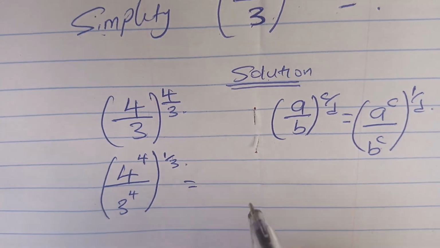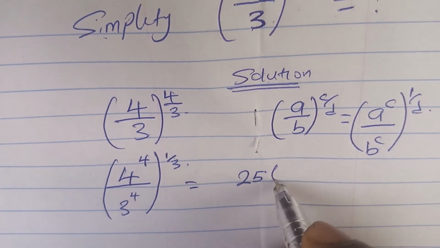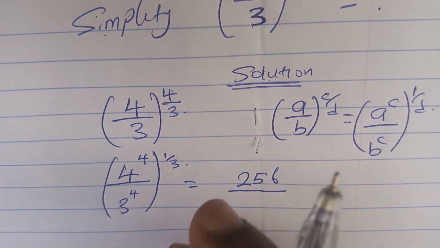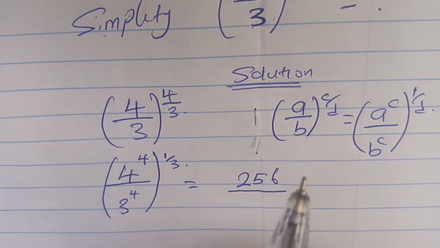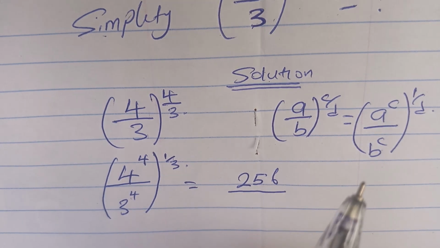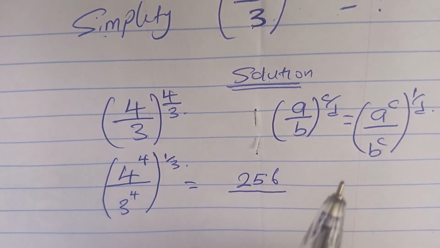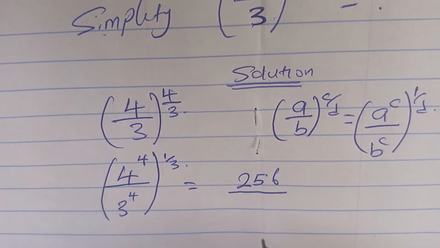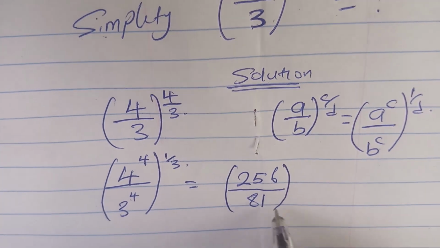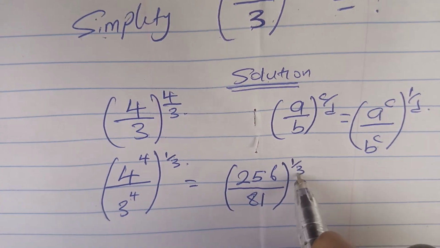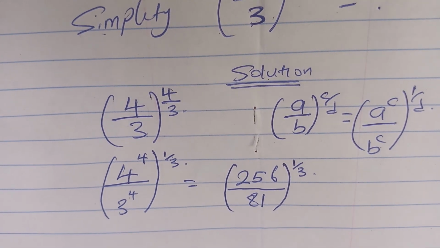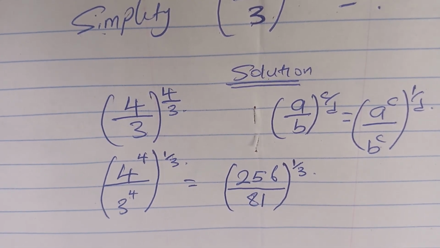So from here we are having 256 over 3 to the power of 4, which is the same as 3 times 3 times 3 times 3. 3 times 3 gives us 9, and 9 times 3 gives us 27, and 27 times 3 gives us 81. So we write 81 here, all to the power of 1 over 3.